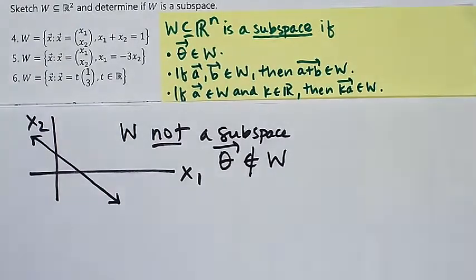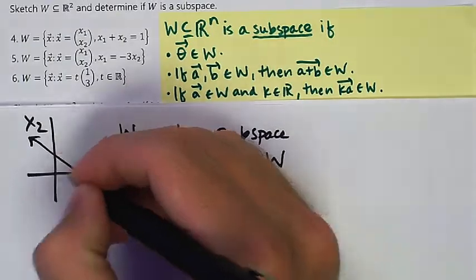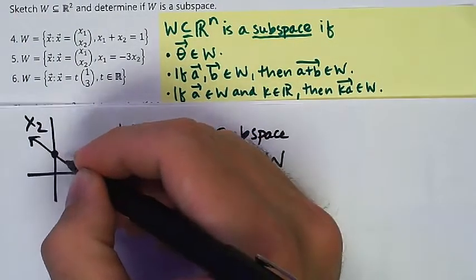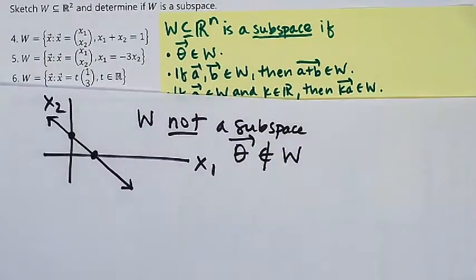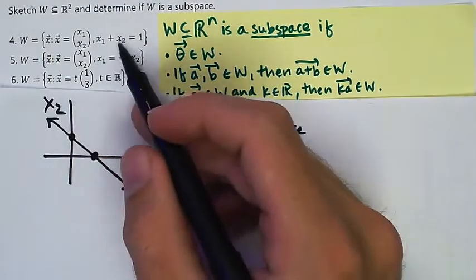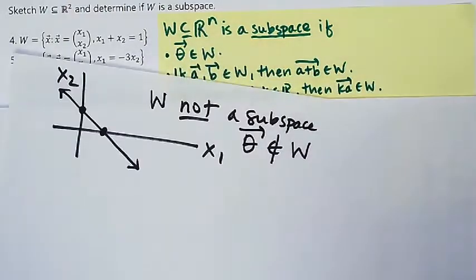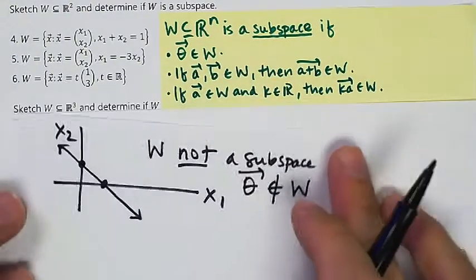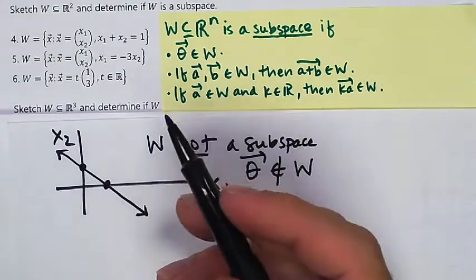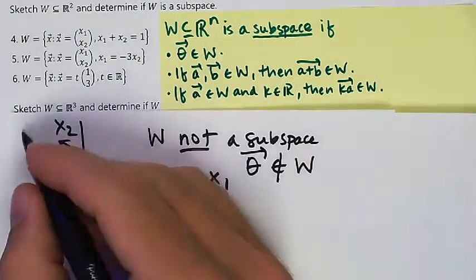You could also see that this space is not closed under addition, right? The vector 1, 0 is on the line. This is 0, 1. If we added them together, we'd get 1, 1, and that would be up here. That would not be on the line. Also, 1, 1 is not a pair of x1 and x2 that add to 1. So not closed under addition. Not closed under scalar multiplication either, right? Because if I took 0, 1 and multiplied it by 3, I'd be up here, no longer on the line. So this one, not a subspace. This is number 4.